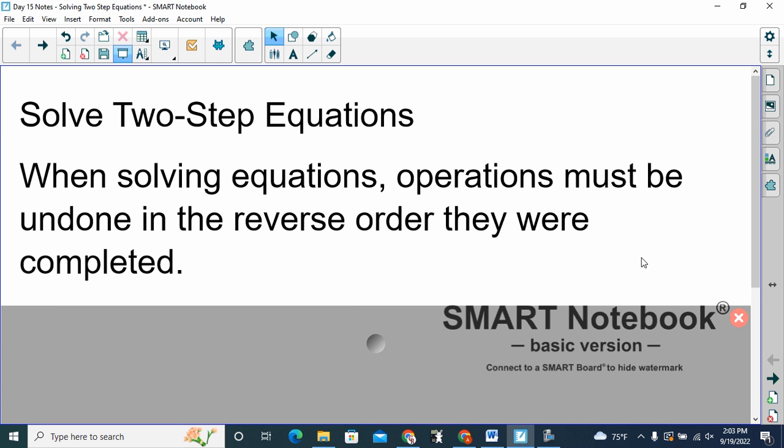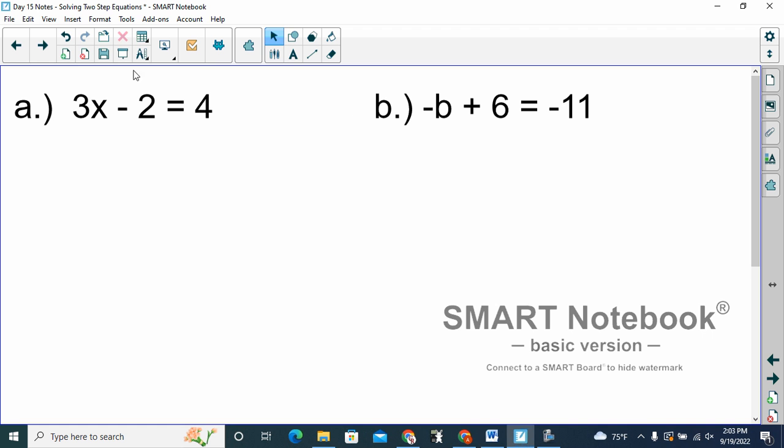So notice you are undoing those steps in the reverse order that you completed them. First you put your socks on, then you put your shoes on. If you're going to undo that, first you undo your shoes and then you undo your socks. Exactly the same thing works with solving equations. Operations have to be undone in the reverse order that they were initially completed. So let's take a look at some examples.